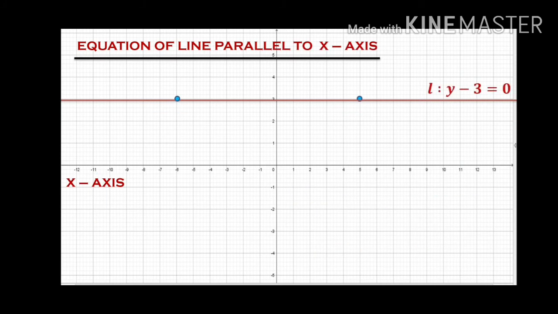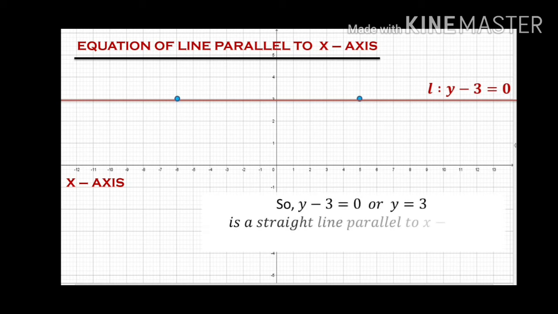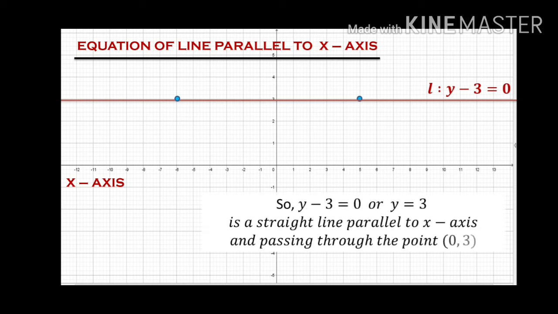So here we can see this is the equation of the line parallel to the x-axis. So we can say that y minus 3 equals 0, or y equals 3. So y equals 3 is a straight line that is parallel to the x-axis and is passing through 0, 3. Here we have taken 0, 3 because we can see the point here.